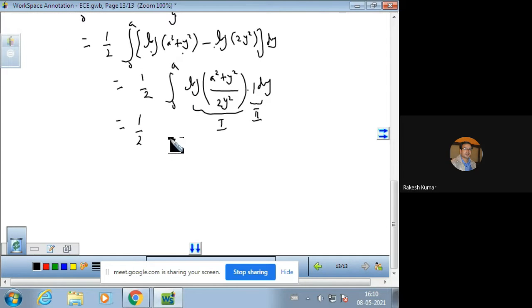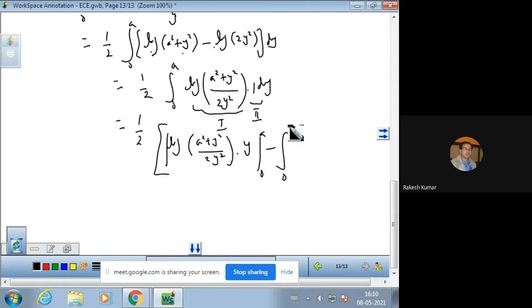Integration by parts करने जा रहे हैं. So first function log of (a square plus y square) over 2y square as it is into integral of 1 is y. Remember, we are integrating with respect to y, and the limits are 0 to a. Derivative of this term, log का derivative होता है 1 upon (a square plus y square) over 2y square into the derivative of (a square plus y square) over 2y square into integral of 1, that is y dy.